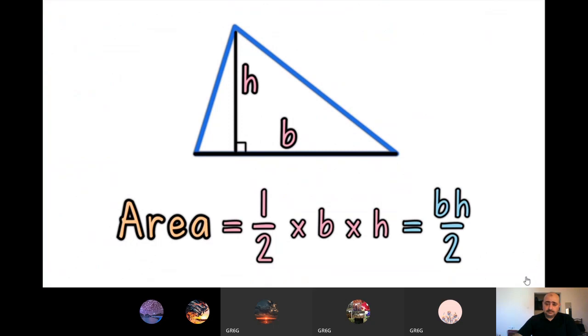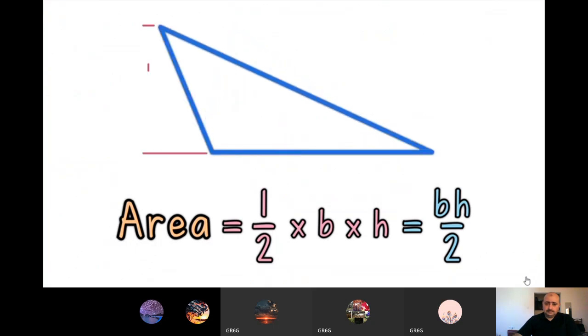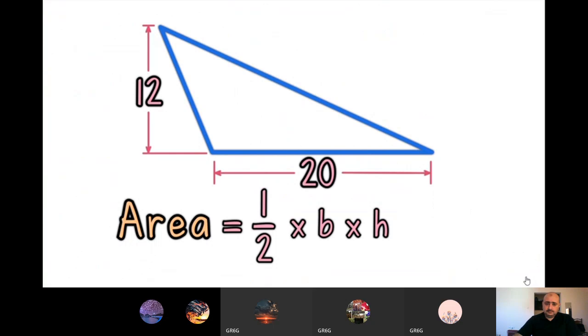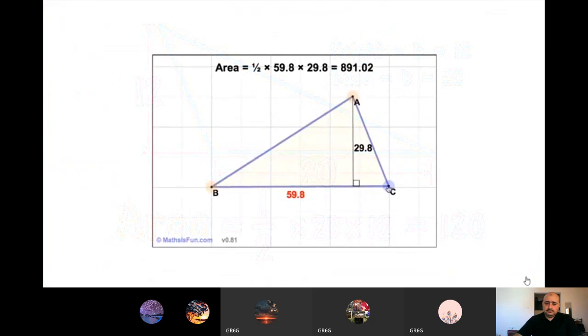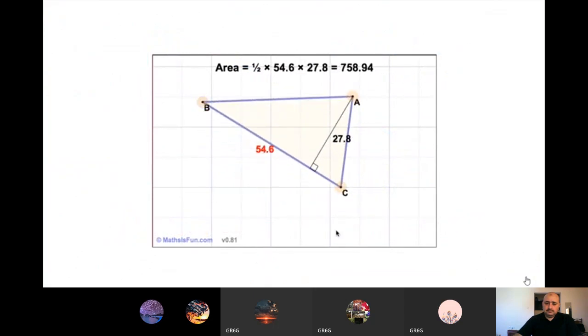Example: what is the area of this triangle? Note that 12 is the height, not the length of the left-hand side. Height H equals 12. Base B equals 20. The area equals 1/2 times the base times the height, which equals 1/2 times 20 times 12, which equals 120. The base can be any side. Just be sure that the height is measured at right angles to the base.